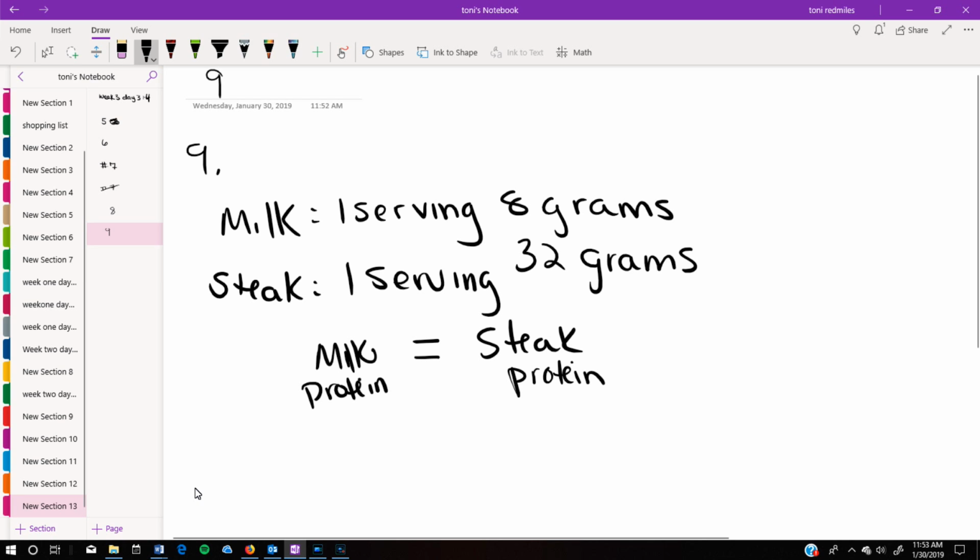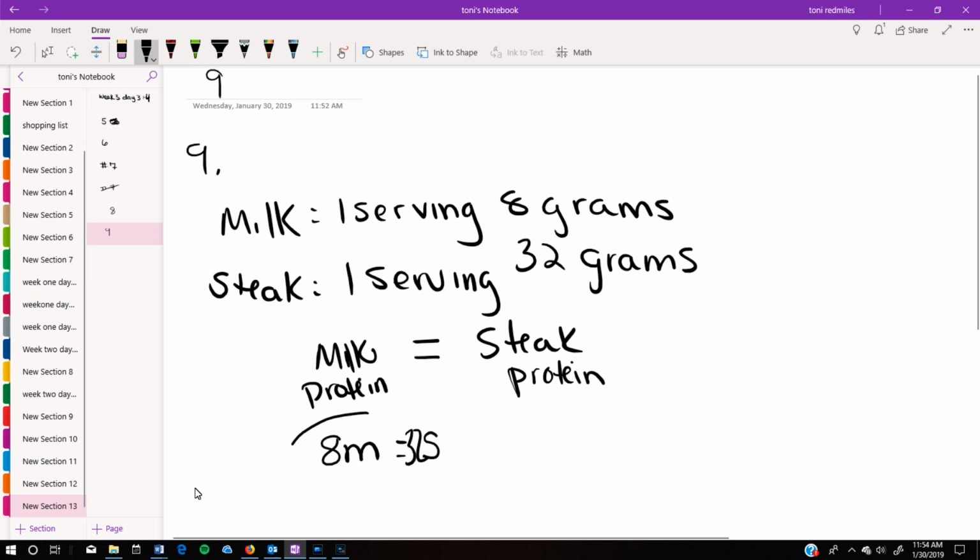Okay, so I know that there are 8 grams in whatever amount of milk servings that I take. I don't know how many servings of milk I'm going to have to drink to get to steak, so I just put an unknown in there. Now, as for steak, if I wanted to write an equation, I don't know how many steak servings I'm going to have, but it's 32. Well, actually, I do know.